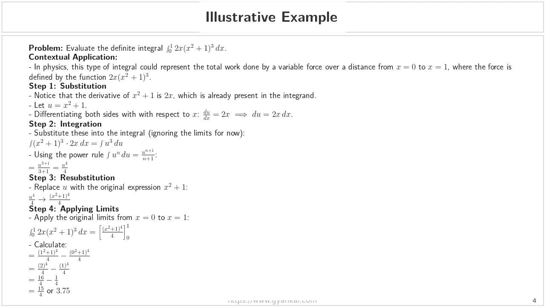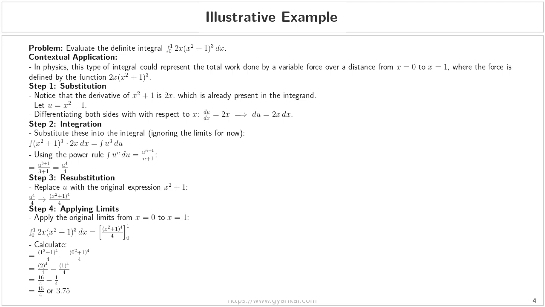When x equals 0, we have 0 squared plus 1 to the power of 4 divided by 4, which is 1 to the power of 4 divided by 4, or 1 divided by 4. Subtracting these gives us 16 divided by 4 minus 1 divided by 4, which equals 15 divided by 4, or 3.75. And that's our final answer.